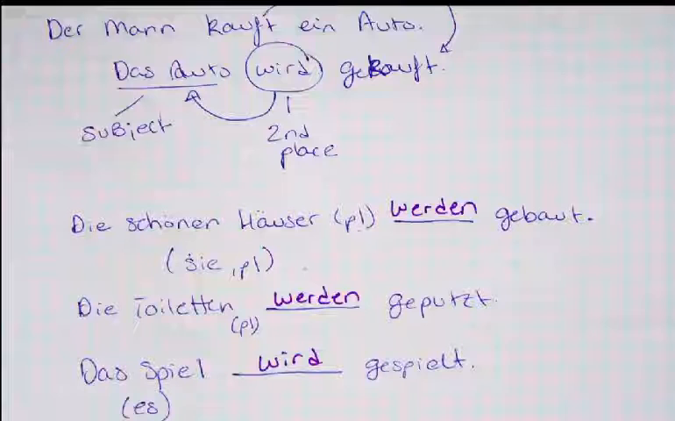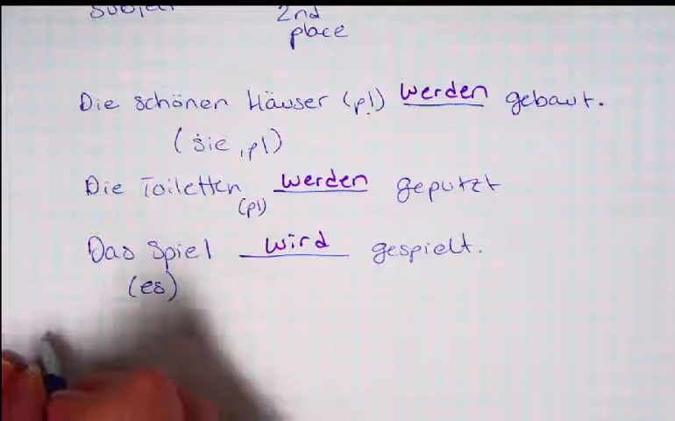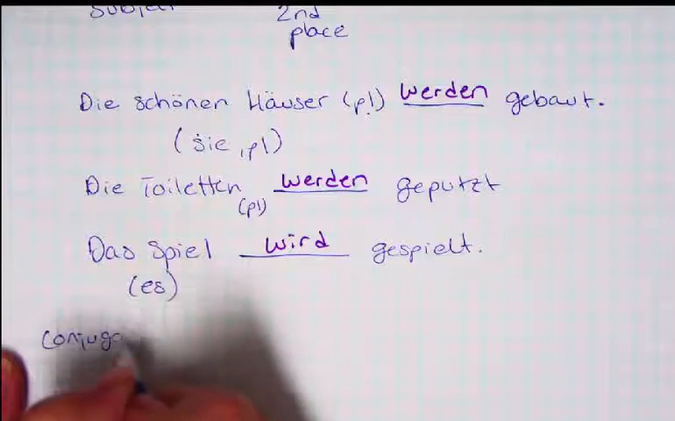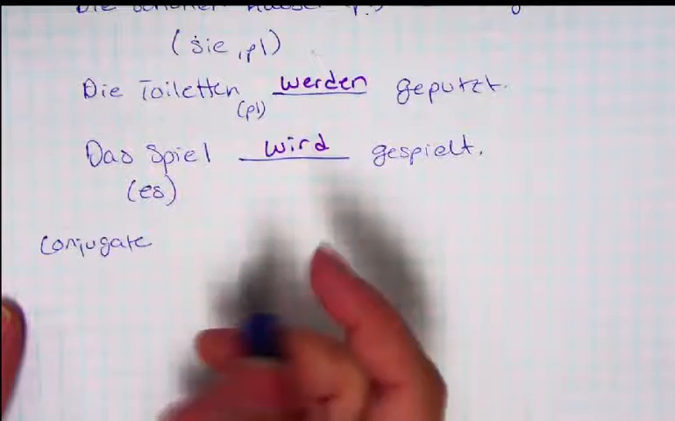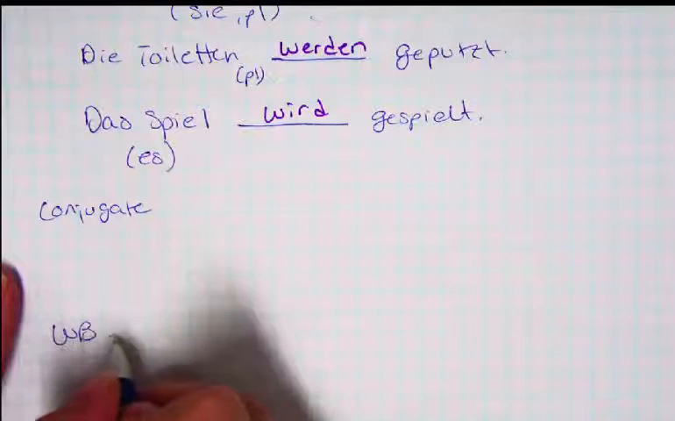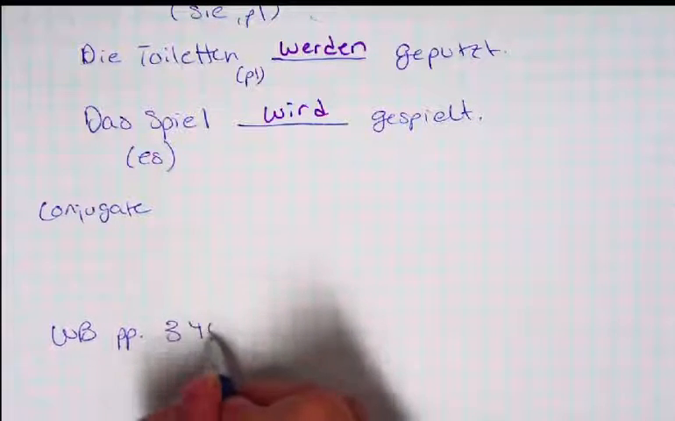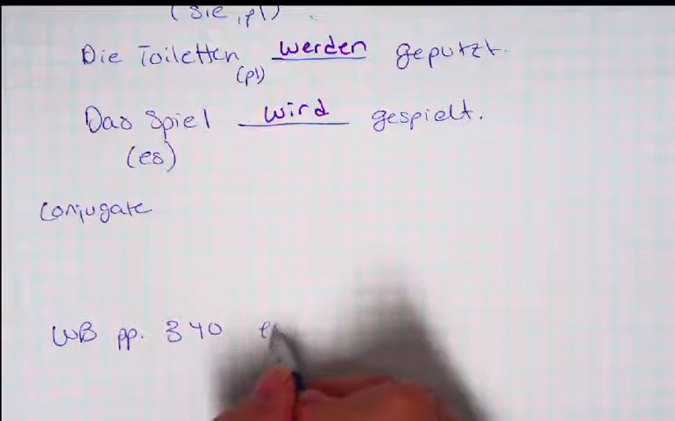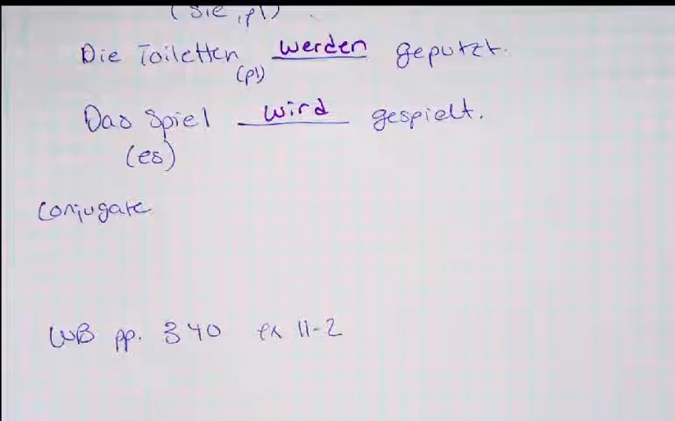Okay, what I want you guys to do really quick, you are going to conjugate werden all the way. I'm going to write the conjugation out for you. And then you are going to do a workbook activity practicing this, and it is on page 340 of your workbook. You're going to have active sentences that you're going to switch to passive sentences. Okay, you're going to go from active to passive.